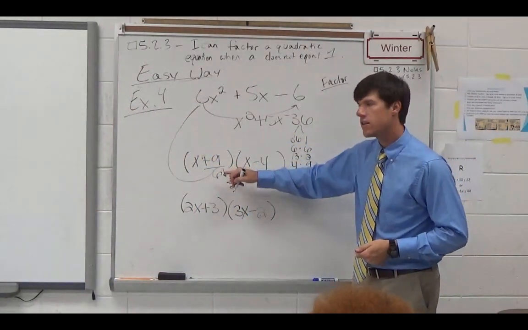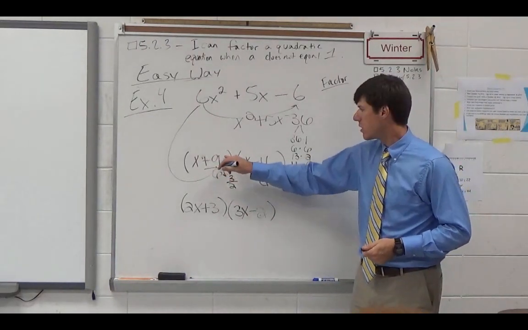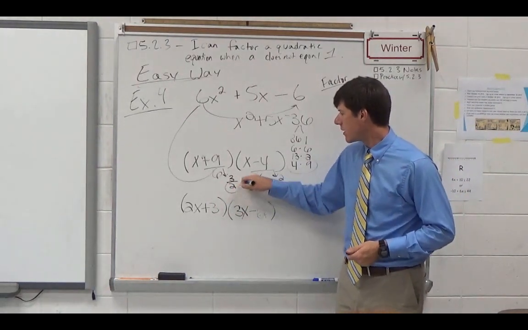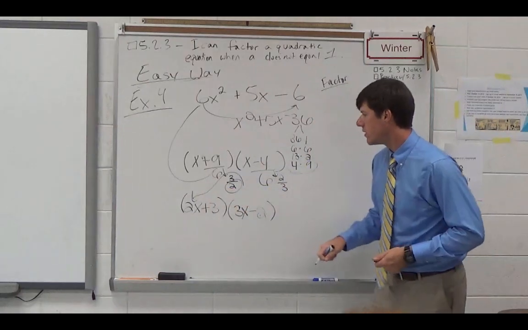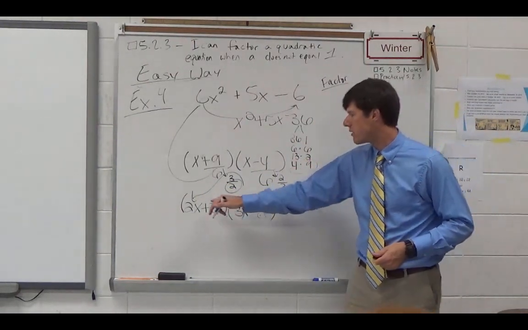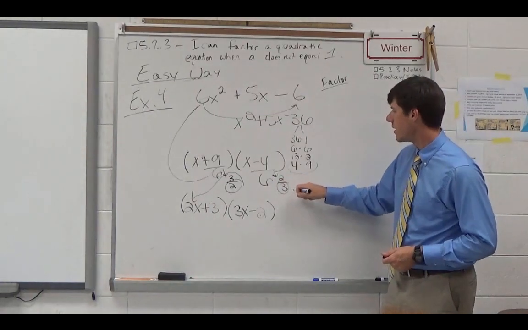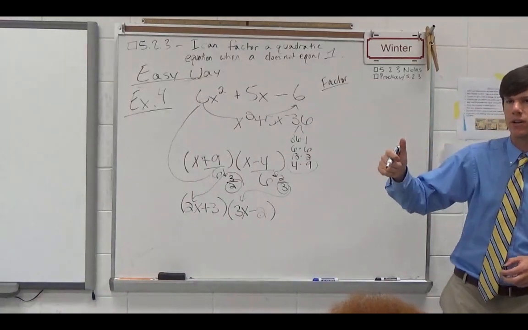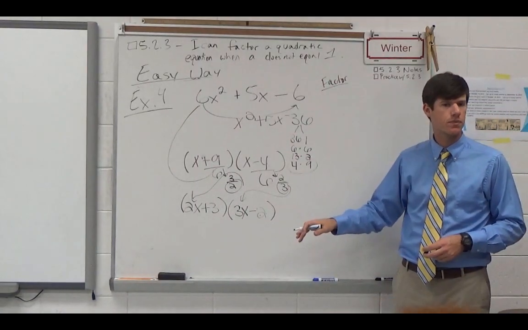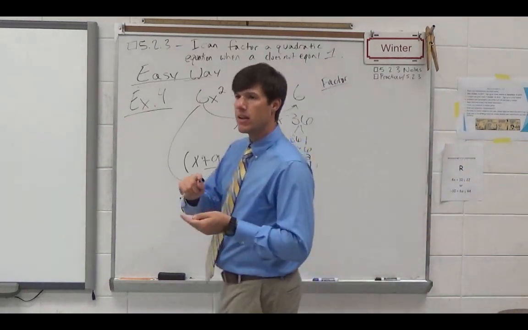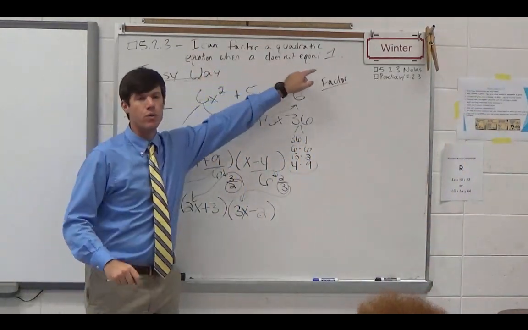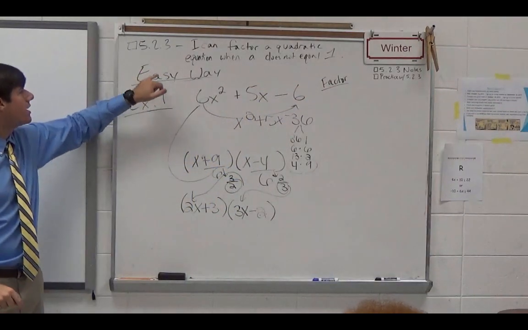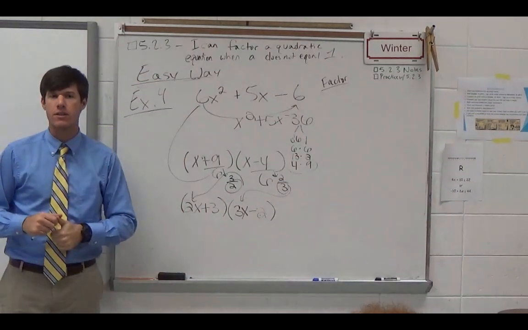Chastity said 9 over 6, they both have a 3 in common. So 9 divided by 3 is 3, 6 divided by 3 is 2. So I've got x plus 3 over 2. I bring that denominator down to the front. And then the same thing over here, we reduced it, brought the denominator out in front, and did it perfectly, okay? Any questions? All right, so this is the easy method. It's used whenever a does not equal 1. That's the only time. Section 5.2.3, when a does not equal 1, we're going to use the easy way by factoring. All right, awesome.